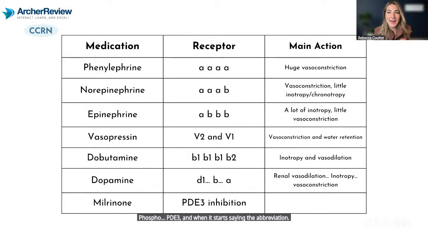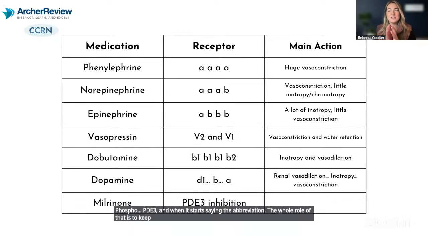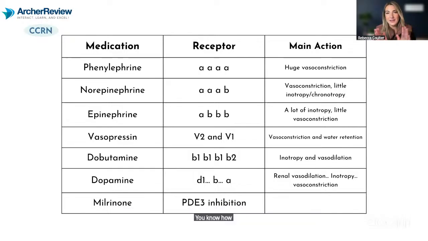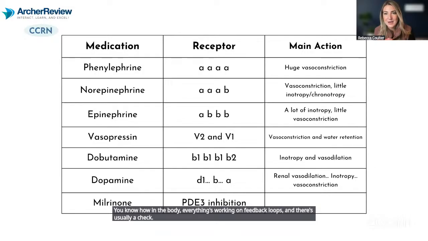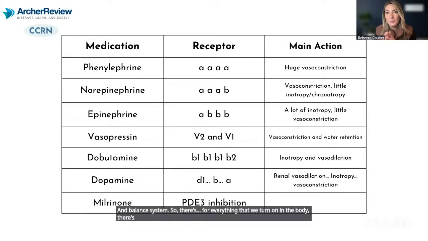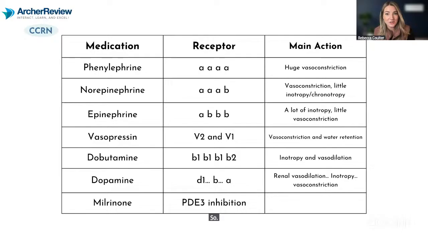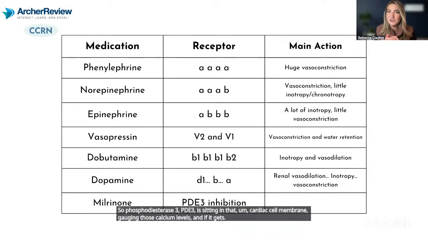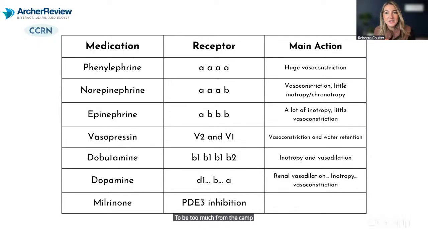The whole role of that is to keep things level. You know how in the body, everything's working on feedback loops, and there's usually a check and balance system. So for everything that we turn on in the body, there's something there to turn it off when things get a little out of hand. So phosphodiesterase 3, PDE3, is sitting in that cardiac cell membrane, gauging those calcium levels. And if it gets to be too much from the cAMP system, PDE3 is going to go in there and settle those calcium levels down.